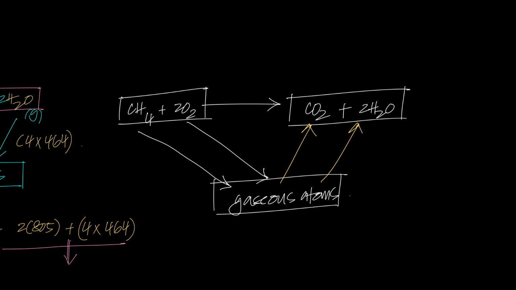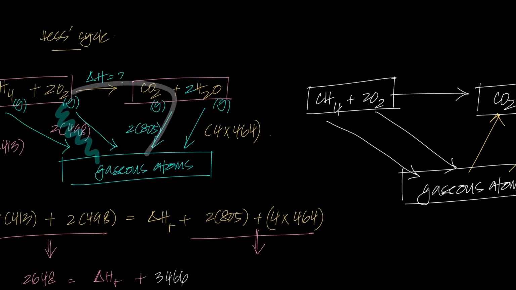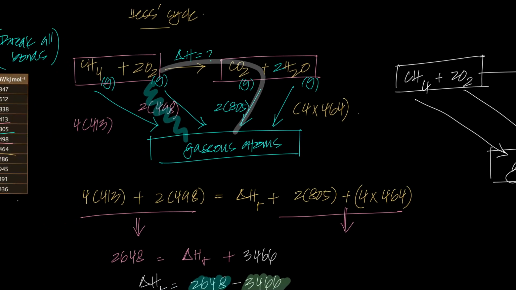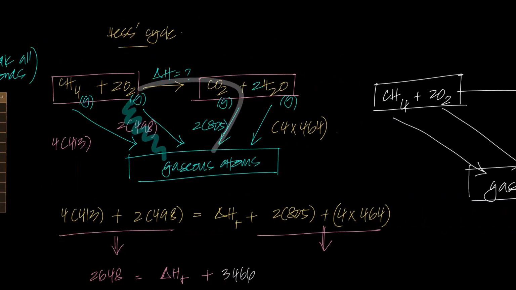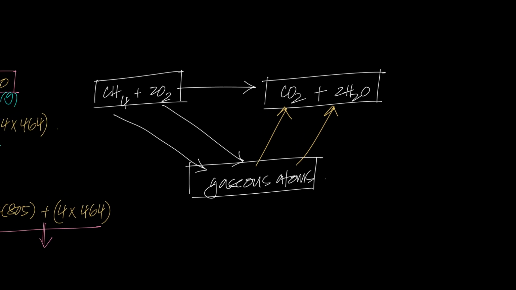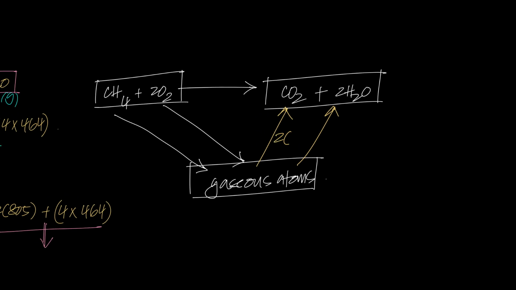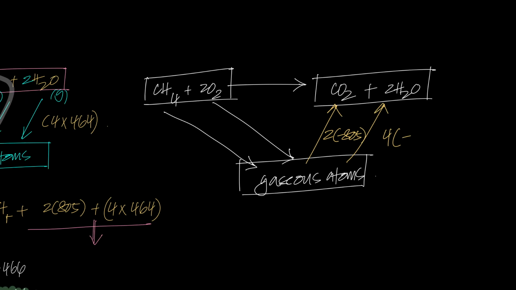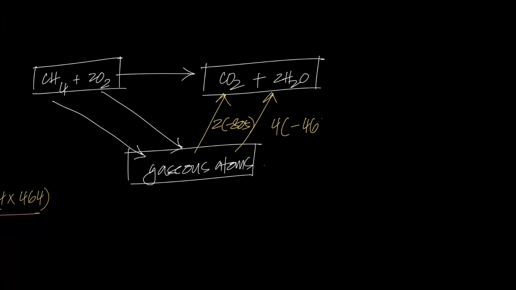Hasib, you beauty. Love it, man. And Raima, beauty. So both answers are very well valid. And let me tell you what Hasib said. Sir, if you were to go from gaseous atoms into these products right here, then you would form bonds. And bond formation is exothermic. Then you would not say 2 into 805. Then you would say 2 into minus 805. And then here you would say 4 into minus 464. And you'd get your same answer.